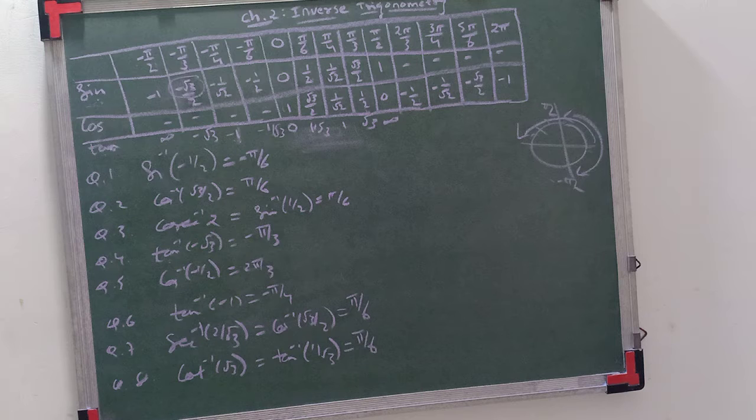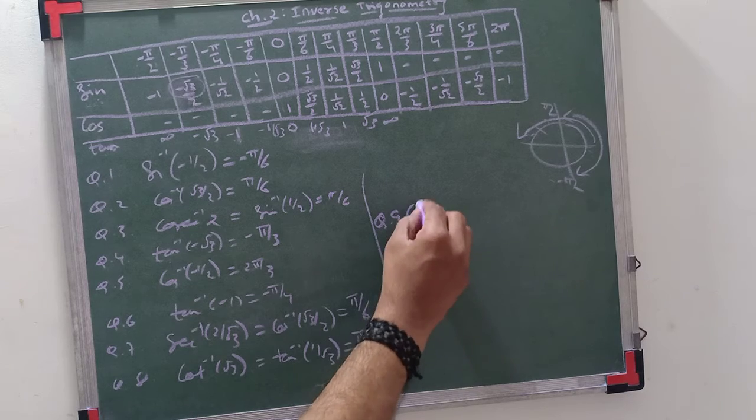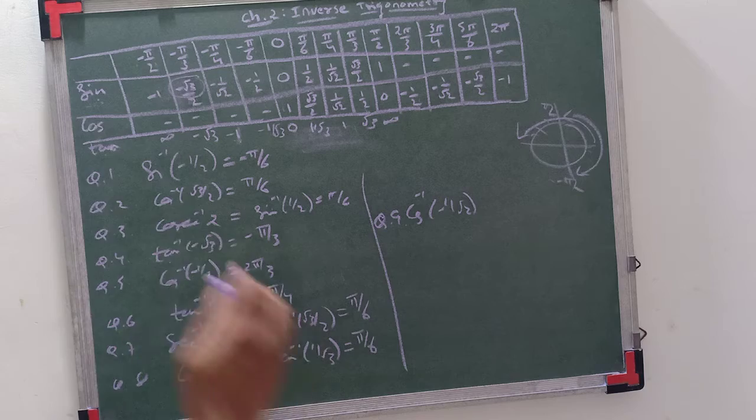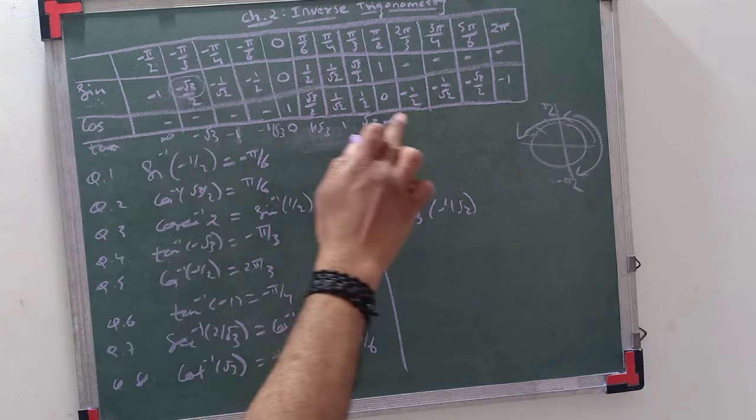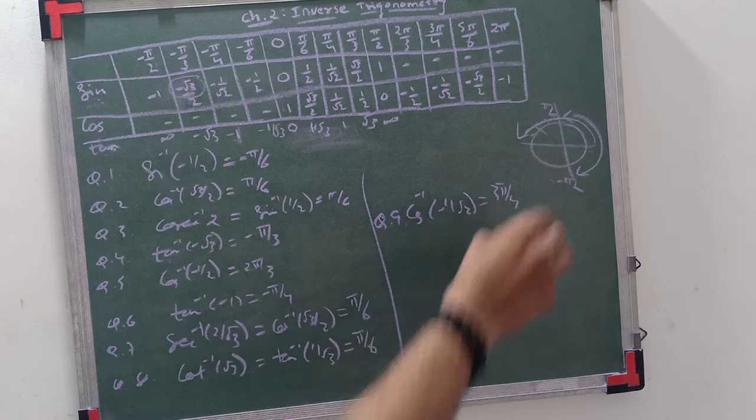Now question number 9. Cos inverse of minus 1 by root 2. So that will be cos inverse of minus 1 by root 2, where you are getting minus 1 by root 2 under the column of 3 pi by 4. So you are getting the answer 3 pi by 4.